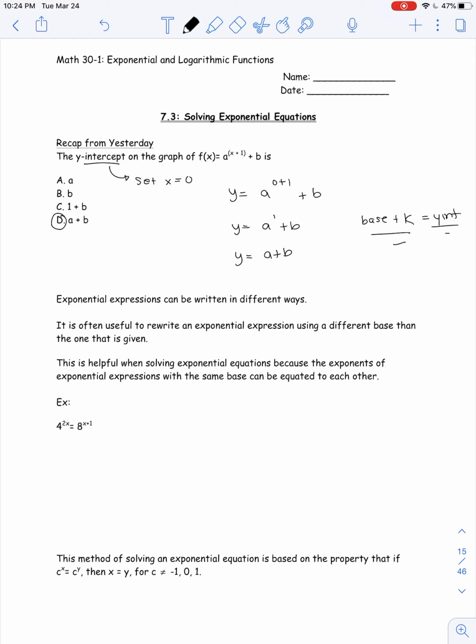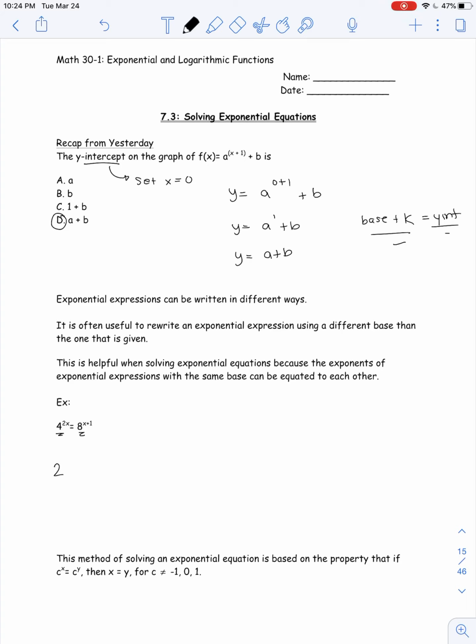Exponential equations can be written in different forms, so it's often useful to rewrite an exponential expression using a different base than the one that's given. If that's possible, we call this the common base method or same base method. For example, 4 and 8: if you look at the two bases, they can both be written as 2 to the power of something. So we're trying to get them both to have the same base.